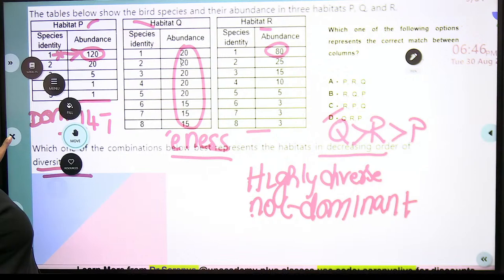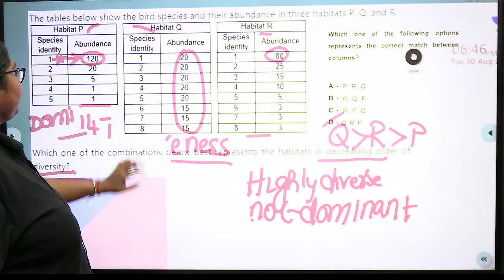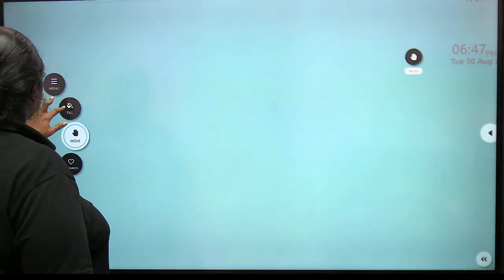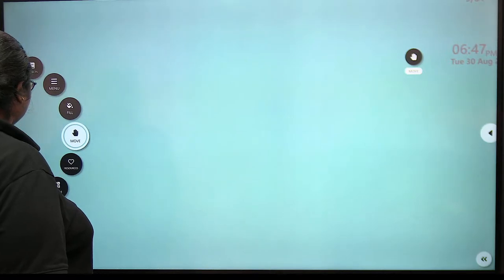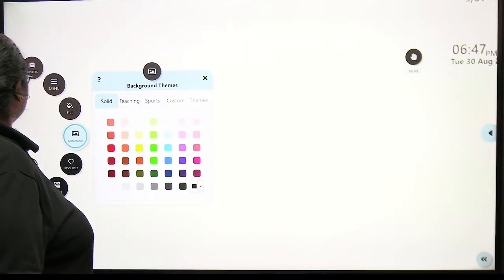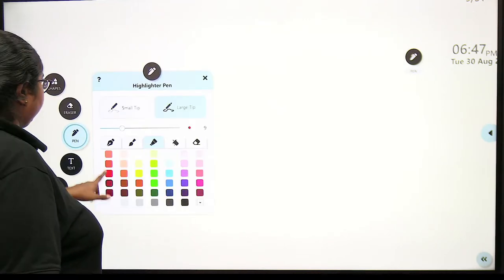I'll just put it in one more slide, such that you will understand this concept better. Okay, so just a moment, guys. Right. So please understand this concept fully.